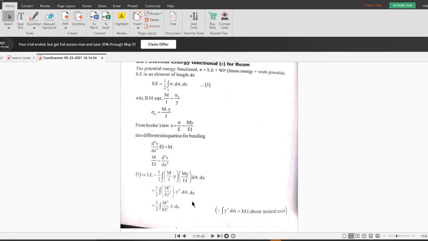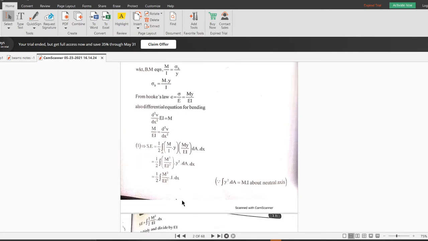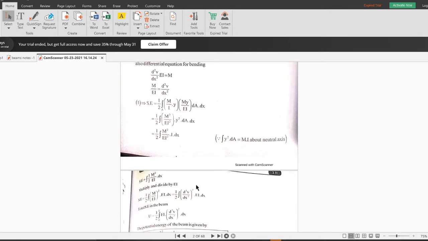And also we know that the integration of y square dA we call the moment of inertia. This is known as the parallel axis theorem. Hope you know that from the civil engineering first year subject, where you proved this. The integration of y square dA is nothing but the moment of inertia. So in place of y square dA, we substitute I.